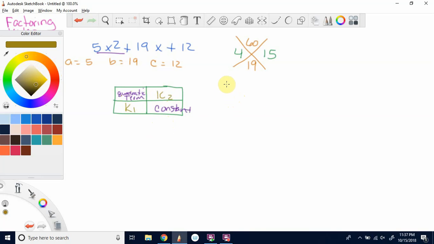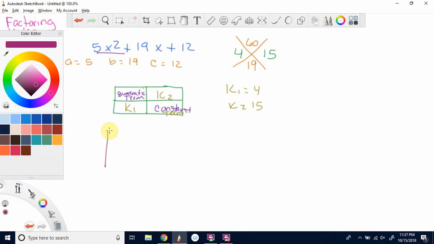So now I've said K1 is 4 and K2 is 15. It doesn't matter which one; you could have switched them around. But the quadratic term goes here, and the constant term, not just the coefficient, but the whole term. So now what do we do from here?